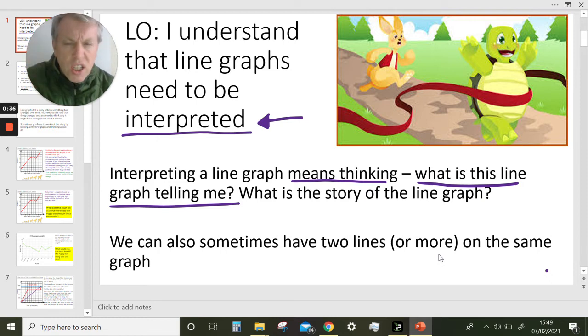Overall, what's the story of the line graph? And you're going to have to look at line graphs and think, is this telling me a good story or a bad story? Is there anything unusual? Is there anything surprising going on? And we're also going to look at some slightly more complicated line graphs where there are two lines on the graph. So let's have a look.